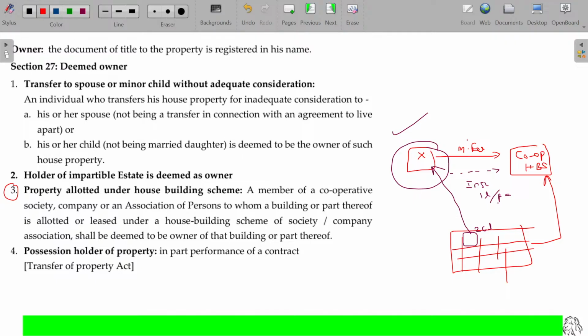A member of a cooperative society, or it may be a company or AOP, to whom a building or part thereof is allotted or leased under a house building scheme of a society, company, or association, shall be deemed to be the owner of that building or part thereof. So he himself being the owner, deemed owner. Clear? Third scenario.